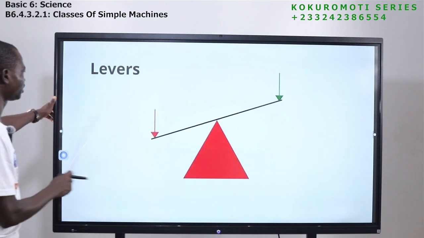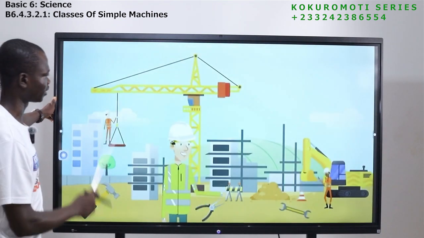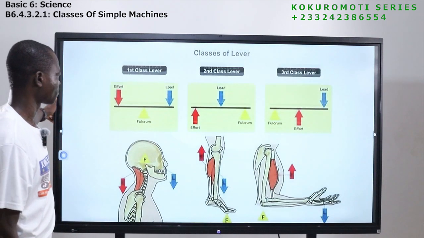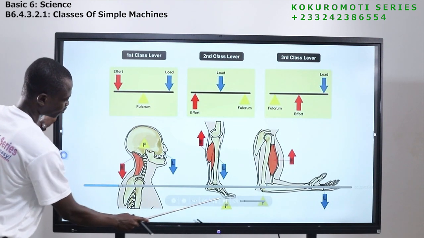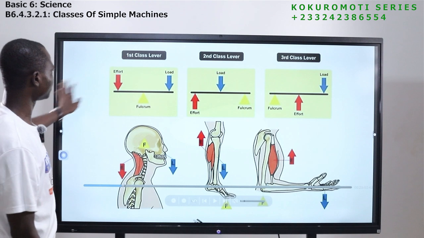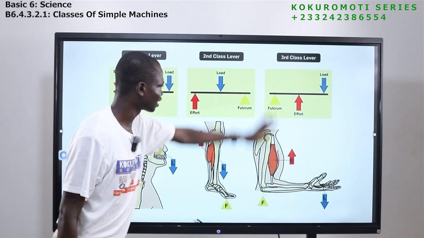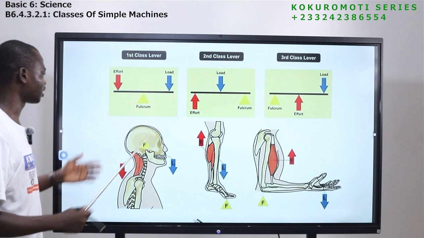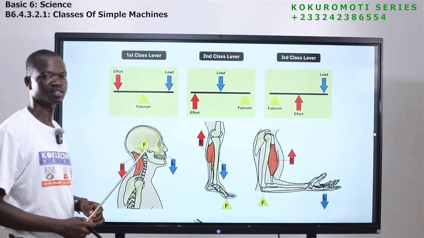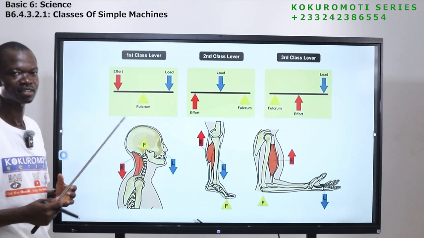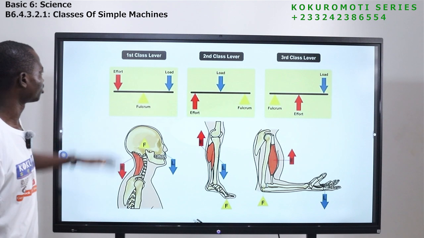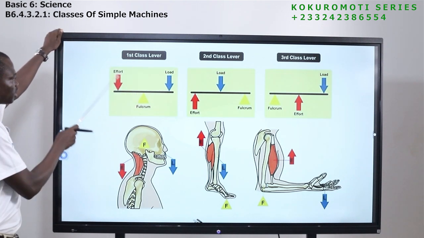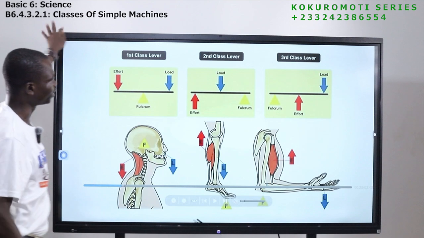So this is an example of levers. If you look at this, it is the first class, second class, third class. Now it is not only in objects that we can find levers, even in human beings, our body parts. So first class lever, we have the fulcrum at the center here, effort is here, load is here.